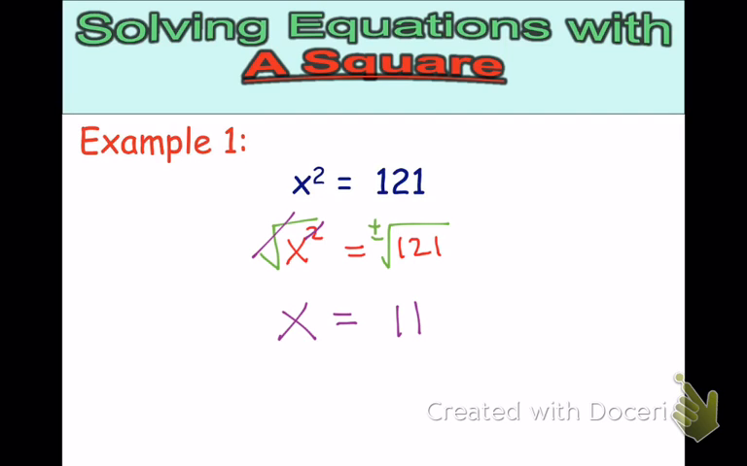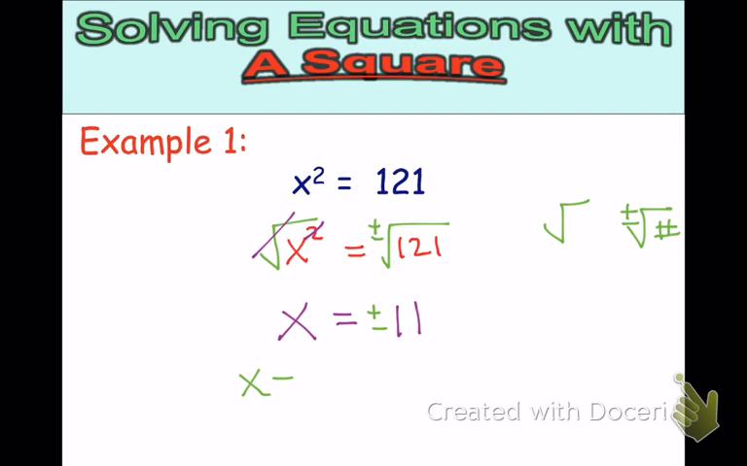So whenever you put square roots on both sides, you have to put the plus minus on the side that has an actual number. One more time, whenever you put square roots on both sides of an equation, you have to put the plus minus symbol on the square root that has the number in it. So when you write out your final answer, it's x equals positive 11 or x equals negative 11.